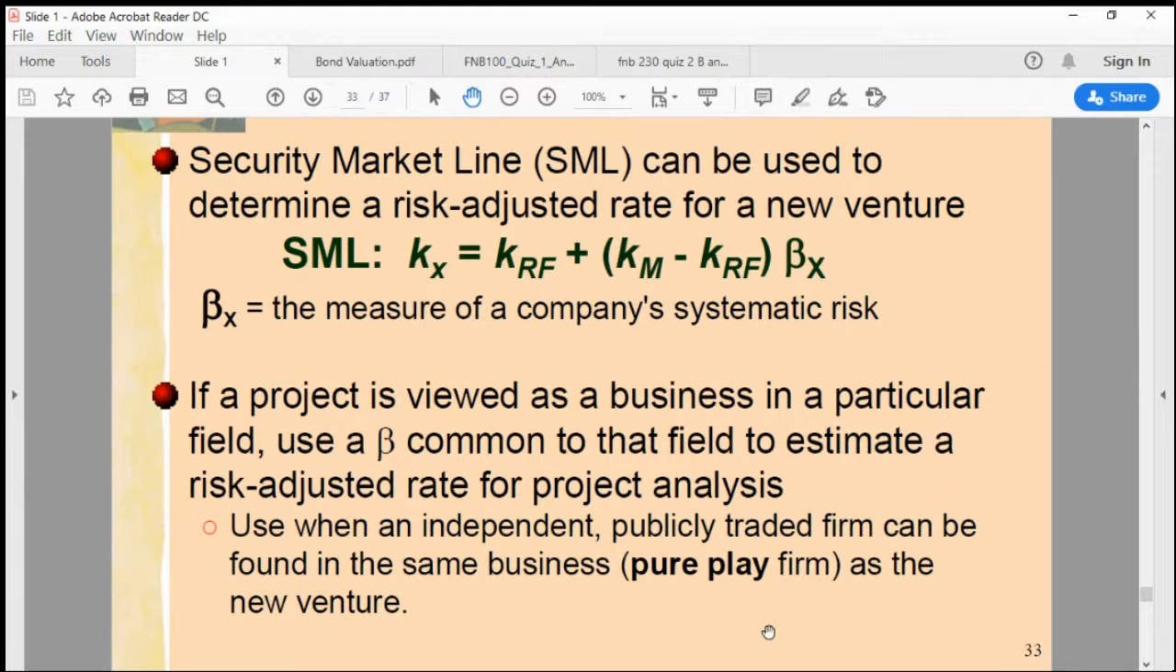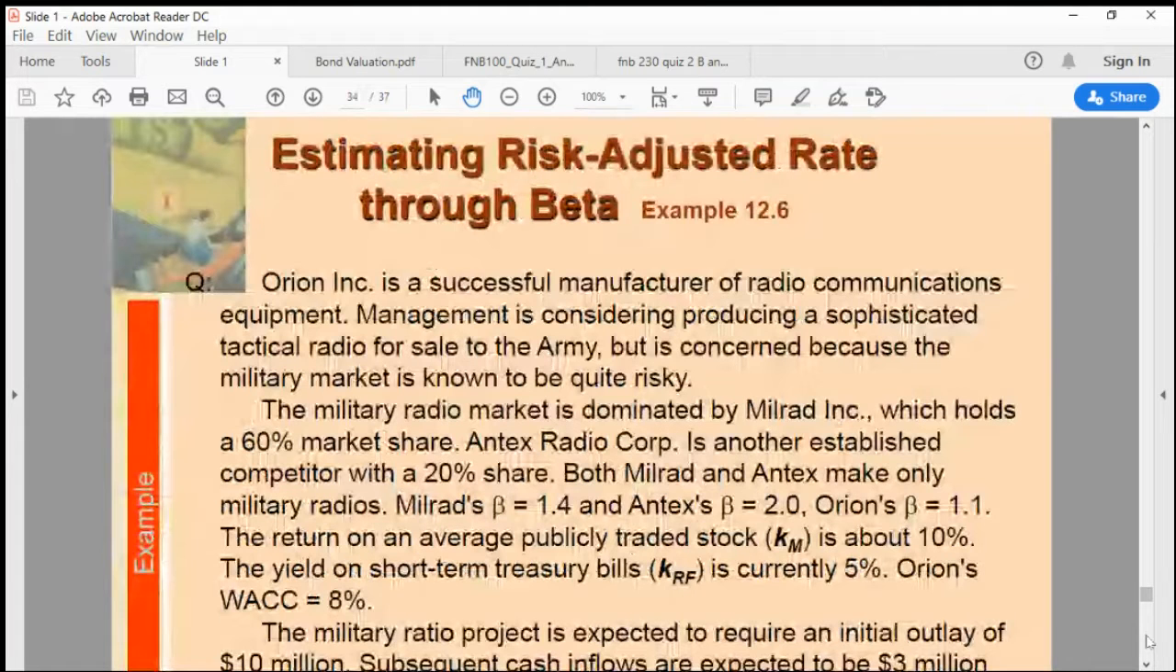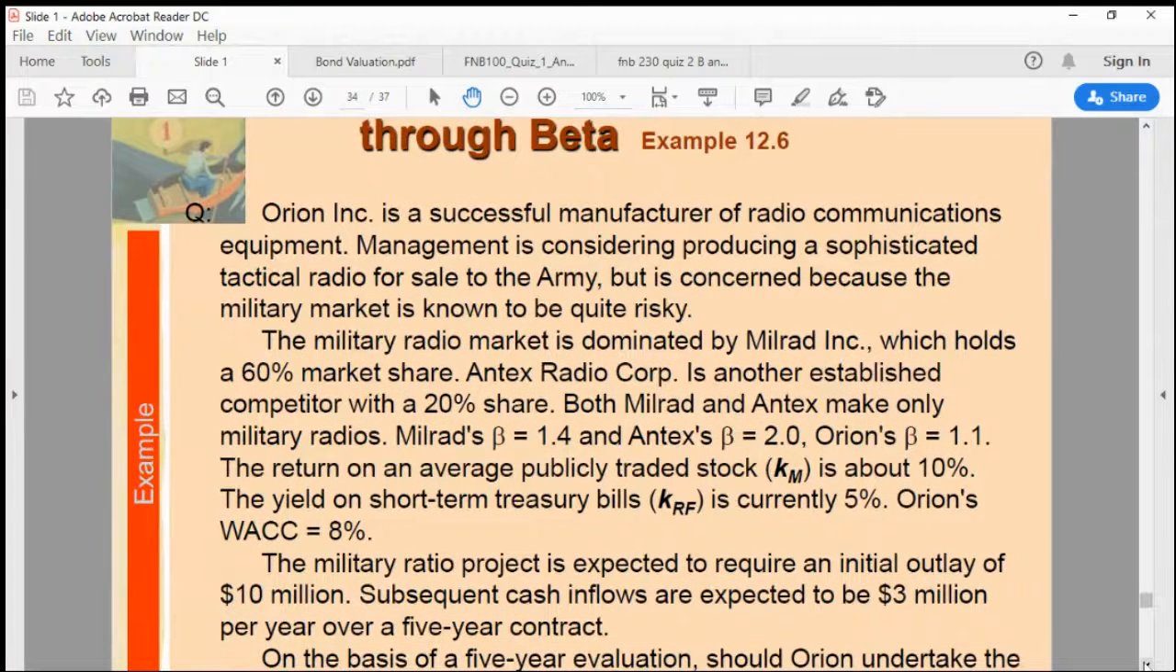and also some of these companies have owned their own parts makers. These days they generally outsource the parts, but sometimes they make their own parts if building those parts in-house is cheaper than outsourcing from another company. So if you can find a pure play firm, yes, you can use their beta. But in reality, it's hard to find.